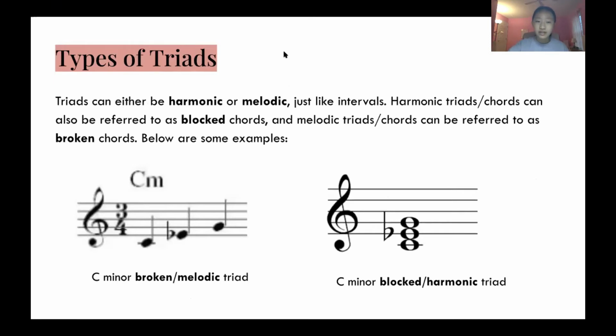Okay, so now on the types of triads. Triads can be either harmonic or melodic, just like intervals. Harmonic triads can also be referred to as blocked chords here, and melodic triads can be referred to as broken chords. As you can see visually, the melodic triad is broken up into the 3 notes. Below are some examples: the C minor broken triad and the C minor block triad, or the C minor melodic triad and the C minor harmonic triad.